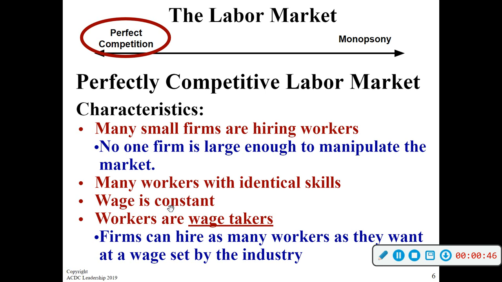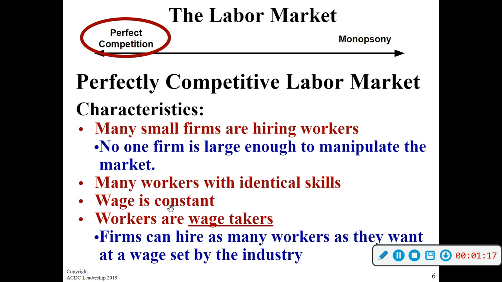So you've got tons of these small firms all hiring what we essentially call identical workers. Like product markets, it was a bunch of small firms producing identical products. Now we're all hiring workers that are all equal to each other. There's no difference in their productivity. So no one firm is large enough to manipulate the market, and no one particular firm can influence the market like a monopoly could.